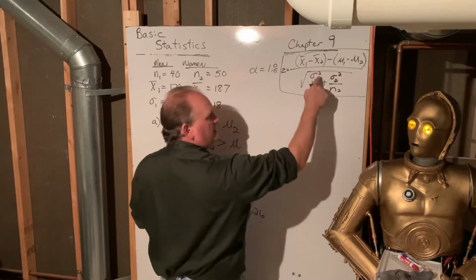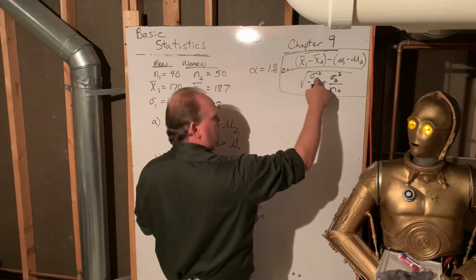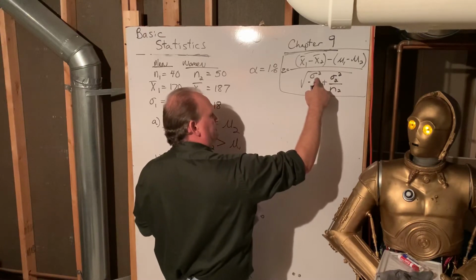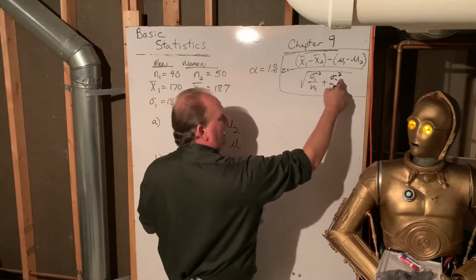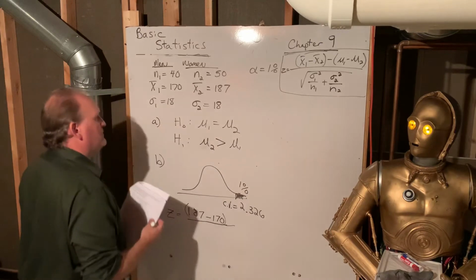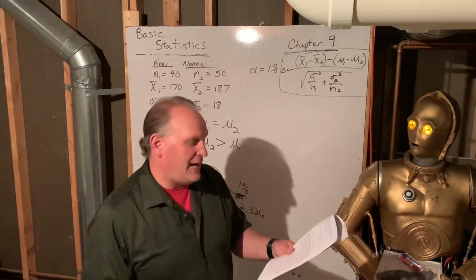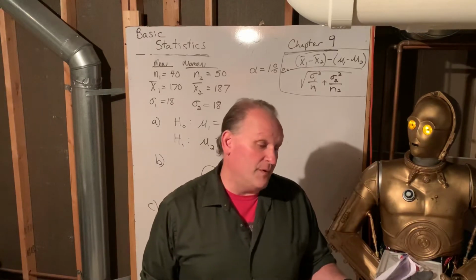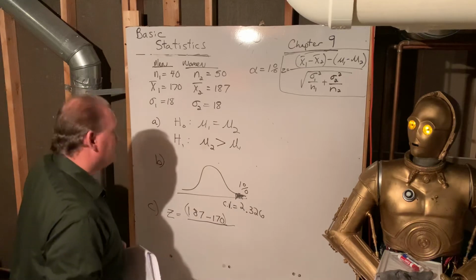So it does get paired. The first population with the n sub 1 with the standard deviation, well actually the variance, the standard deviation squared, and the variance of the second population with the size of the second population. Now in this case, they said 18 was the population standard deviation for both. So that's why we got to use 18 twice. They can be different though.